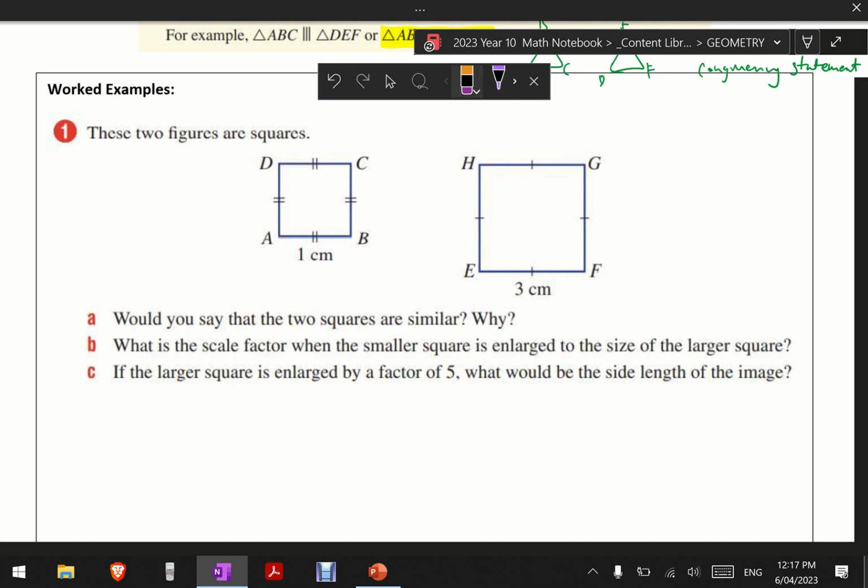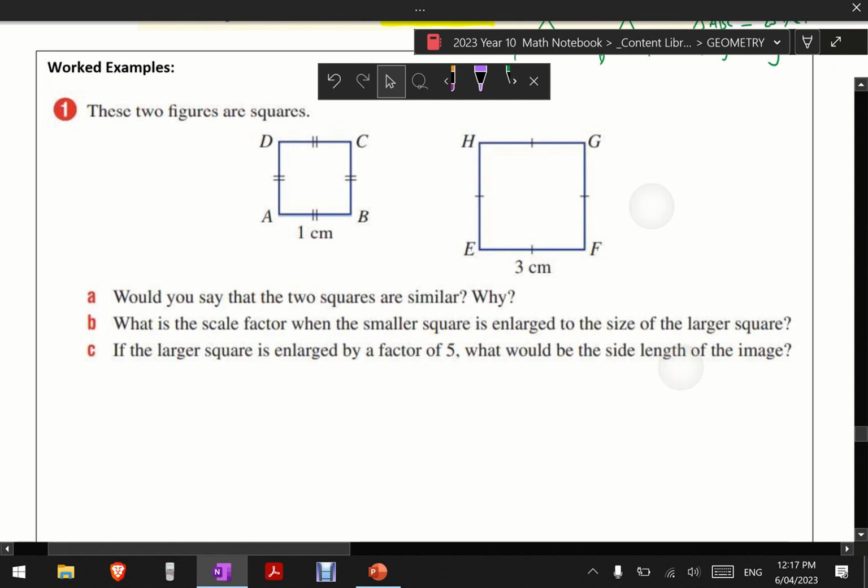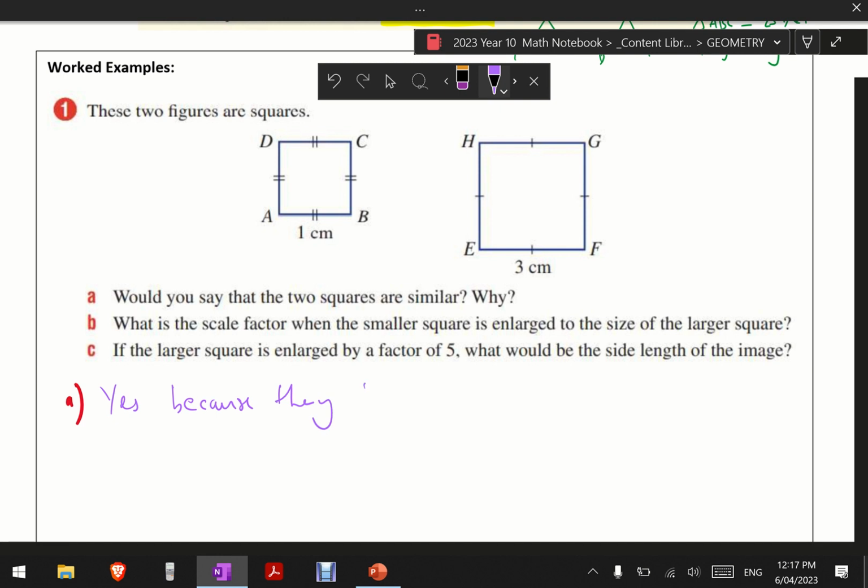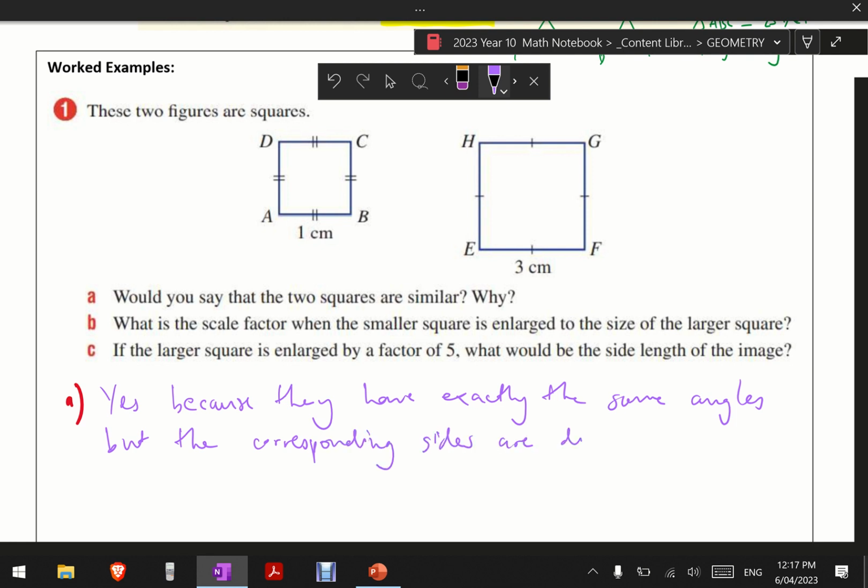Question A, would you say that the two squares are similar? Let's answer that. Are they similar? I'll write yes, because, and we've got to have a reason, they have exactly the same angles, but the corresponding sides are different. That's how we would answer that question. We'll go into more detail, different lengths.